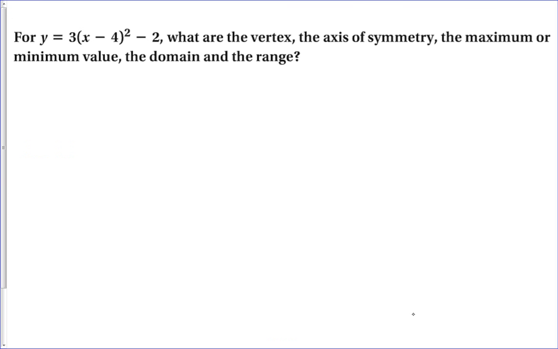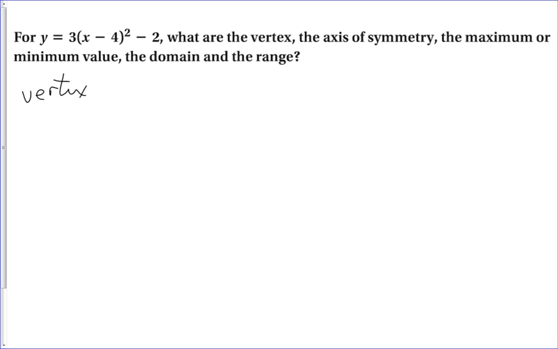Last thing. For y equals 3 times quantity x minus 4 squared minus 2, what are the vertex, the axis of symmetry, the maximum or minimum value, and the domain and range? So let's look at our vertex.